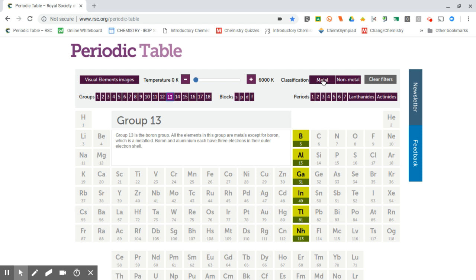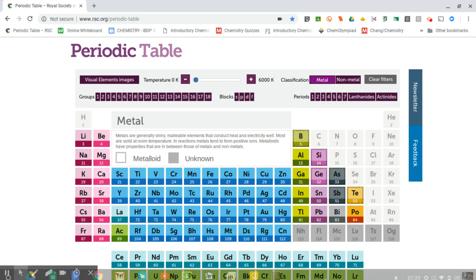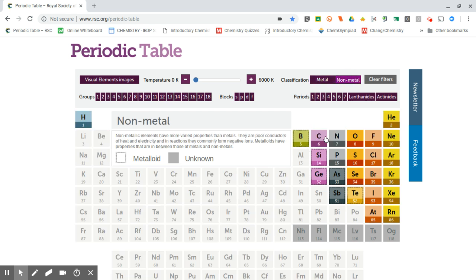By clicking on the metal choice here, the option will show you most of the elements in the periodic table are metals. And if we click on non-metal, it will give you the region of the periodic table where you have the non-metals. So this is in general a short introduction of the periodic table.